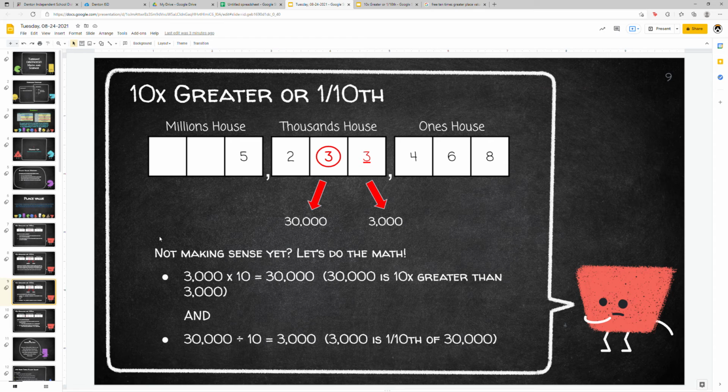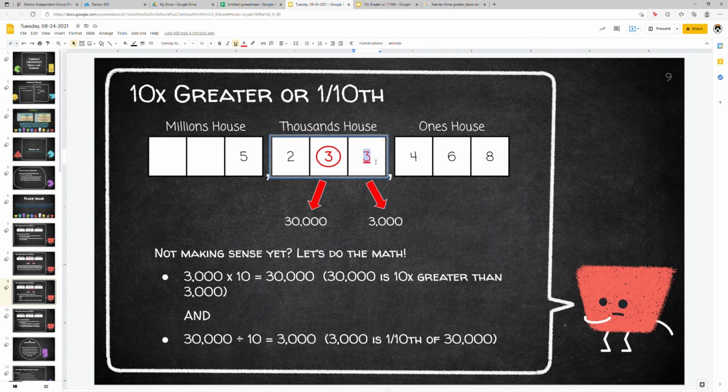Now, let's take this one step further. Are we sure that the circled 3 is 10 times greater than the underlined one? Well, let's do the math. The underlined digit is in the thousands place, which means it's got a value of 3,000. If I multiply that by 10 to make it 10 times greater, that equals 30,000. Isn't that the number in the next place value up? I have a 3 in the 10,000s place, which means it's got a value of 30,000. So yes. And inversely, that 30,000, the 3 in the 10,000s place, if we divide that 30,000 by 10, we would get 3,000, or 1/10 of 30,000. So we can go the other direction too.